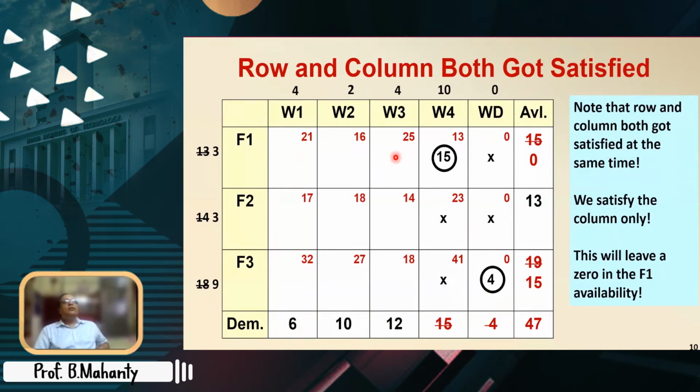Because this is an important concept, all of you must understand. So have you all understood this particular method? If yes, or if anyone has any question, please ask. If you cross out both row and column simultaneously, what is going to happen?